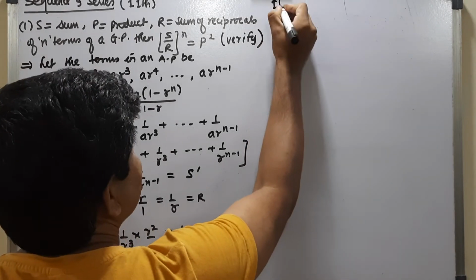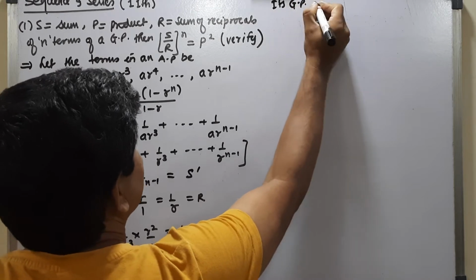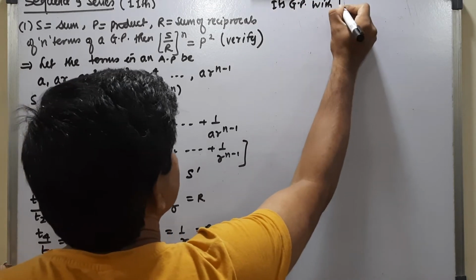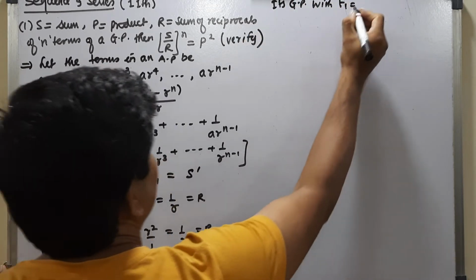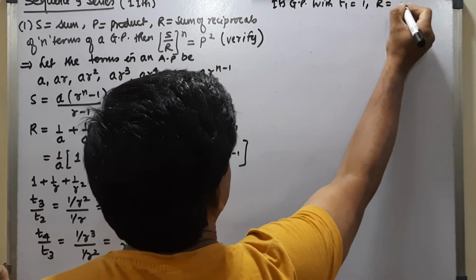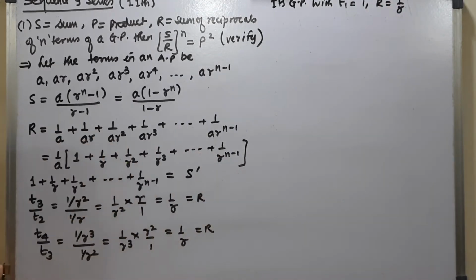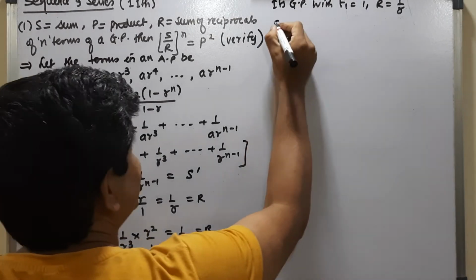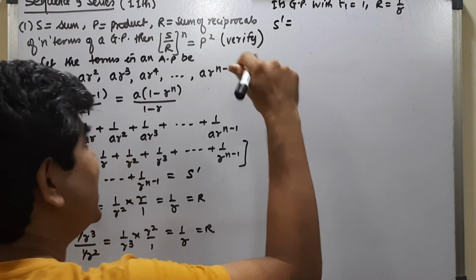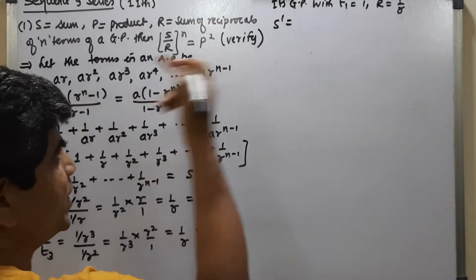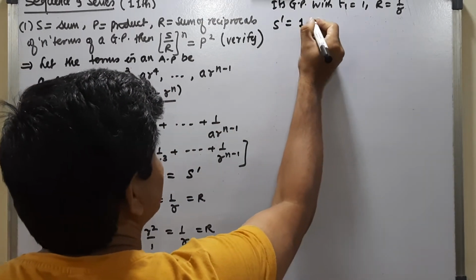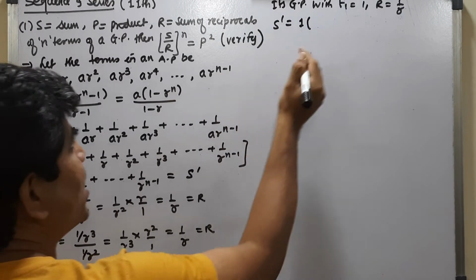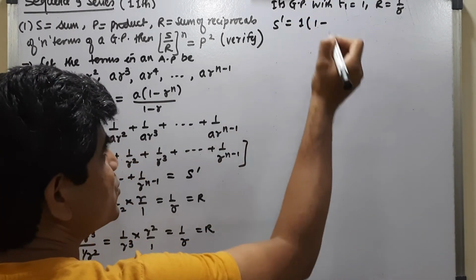So I say it's GP with first term as 1 and the common ratio as 1 by R. Okay, so addition of it, that is S dash, by general formula, this one you take or this one you take, that is A is 1, 1 minus R raised to n.